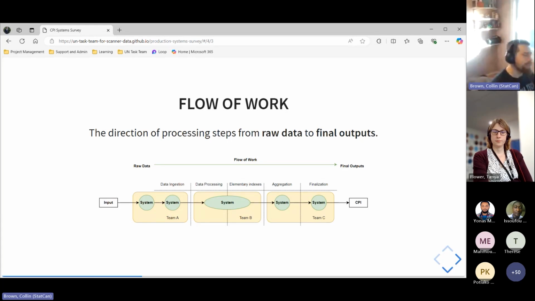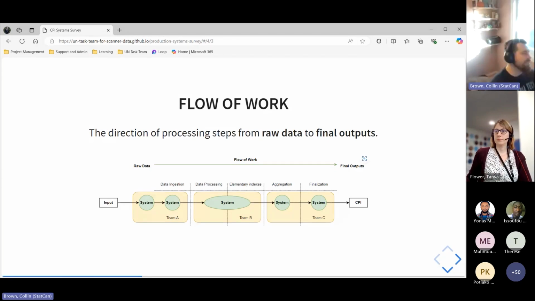So right from left to right, we have input data. We transform input data into, in our case, CPI or some kind of output, and that overlays those 5 steps we talked about. So in the following order: you would ingest, then process, then calculate your indexes, then do aggregation, finalize, and release, sort of thing. So yeah, that's the diagram we've built up so far.